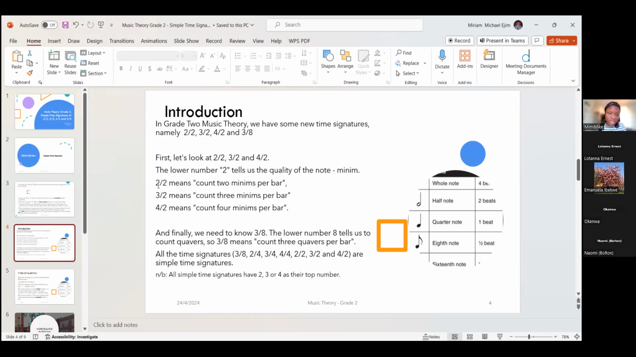So anywhere you see 2/2, it means count 2 minims per bar. If you see 3/2, count 3 minims per bar. If you see 4/2, count 4 minims per bar. If you see 3/8, the 8th note is a quaver note, right? So you count 3 quavers per bar.